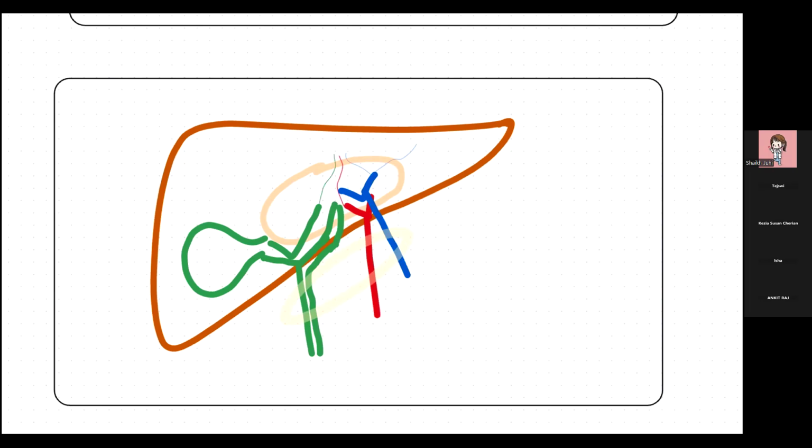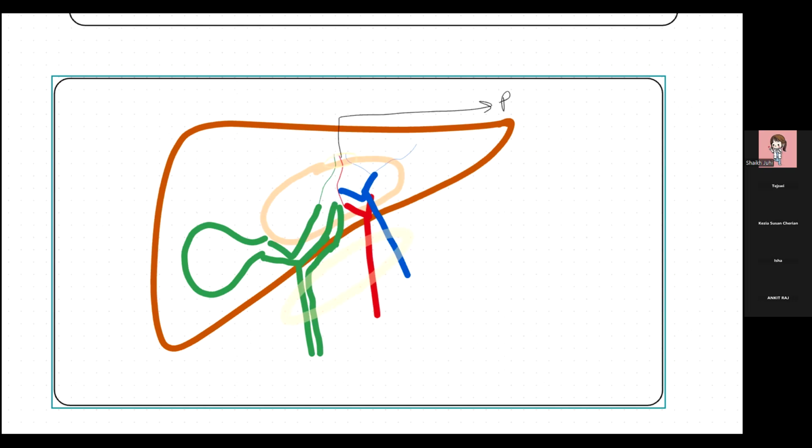Here you can see again the three are together. So every time the branches will be seen together. And what will these three combine and form? Yes, can anyone tell me? If they are traveling together, what will these three combine and form? They will form the portal triad. Yes, that's correct. They will form the portal triad, because all three are going together.